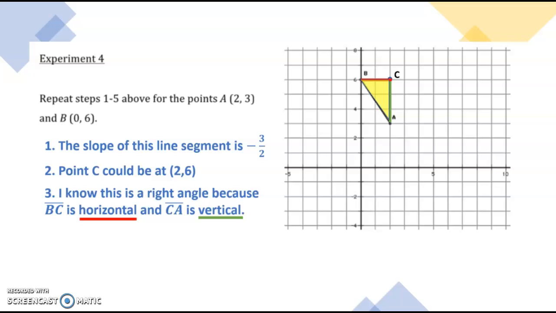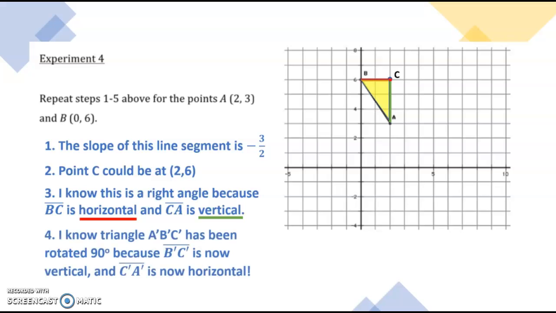Have you graphed it yet on your graph paper? Are you going to use that patty paper or tracing paper, or have you used GeoGebra maybe to support you? All right, well, here's what it looks like. All right. And then that question 4 is asking us, how do we know that triangle A prime B prime C prime, and that just means that it's the image triangle now, has been rotated 90 degrees?